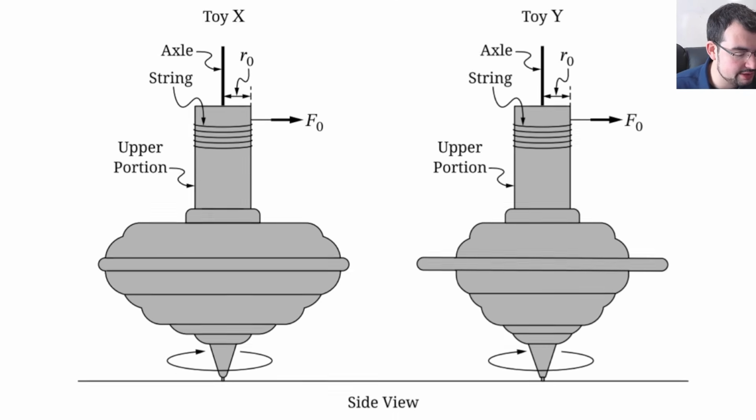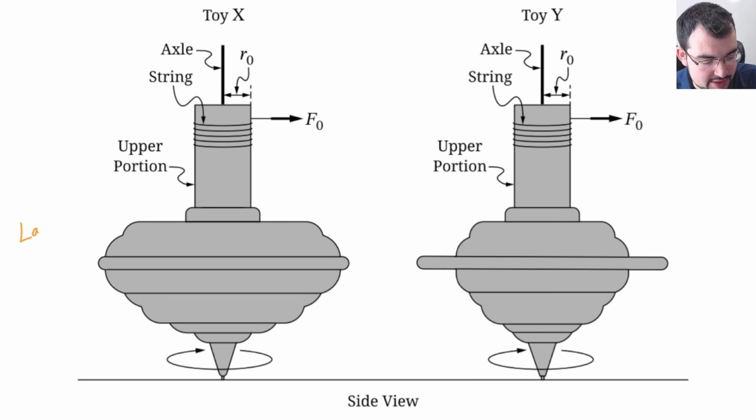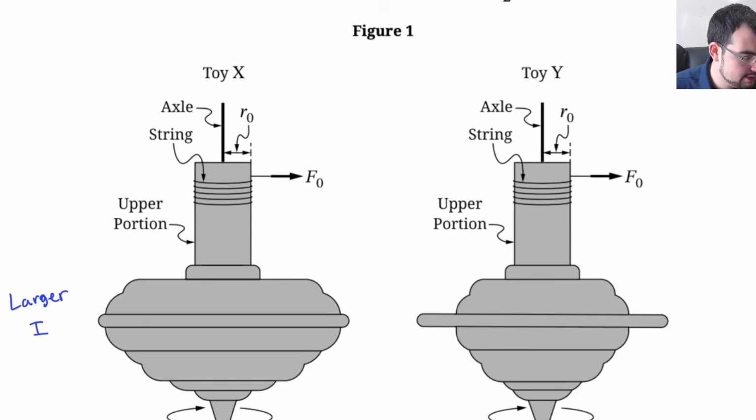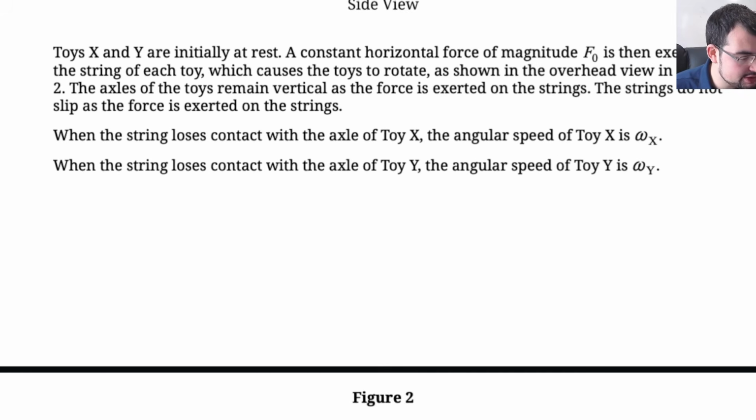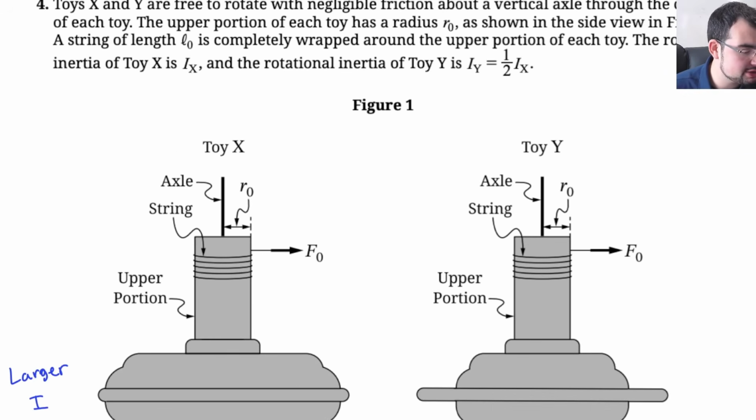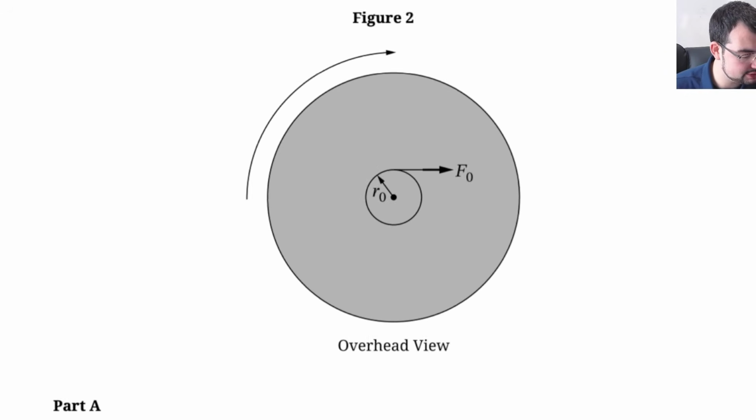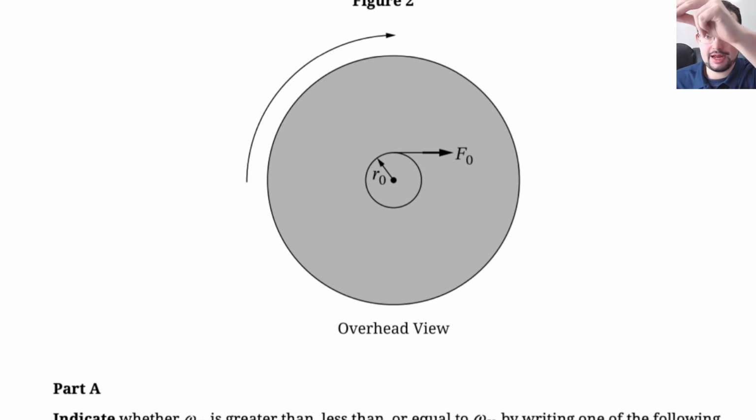And it tells us that toy X has a larger rotational inertia, which makes sense because if we look at this picture, there's a lot more of toy X that is out, right? We said rotational inertia increases if your mass is farther away. And we are going to be interested in comparing the angular speeds of each toy after the string unravels. This is the top view. So you see we're just applying a force at a constant radius until all of the string of length L unwraps.